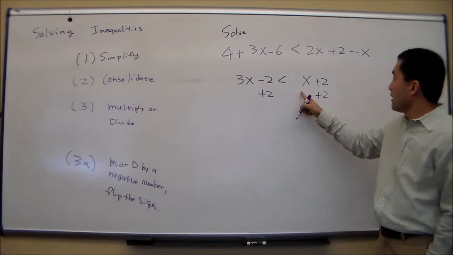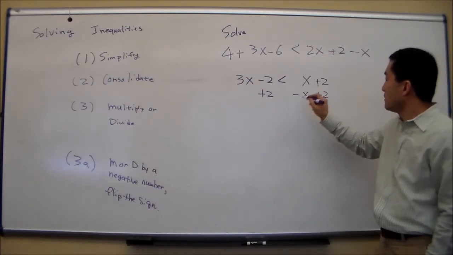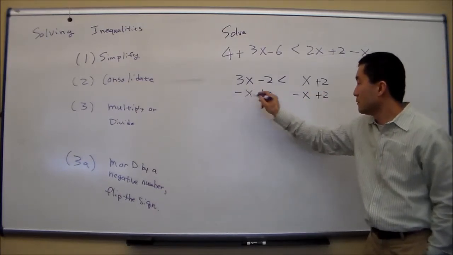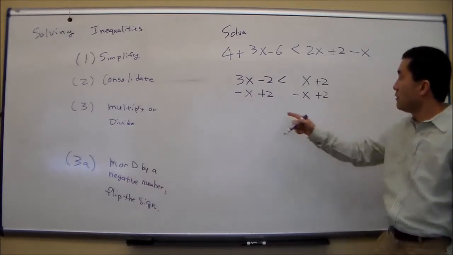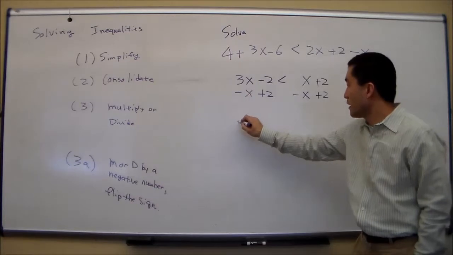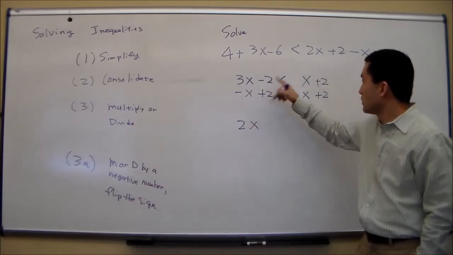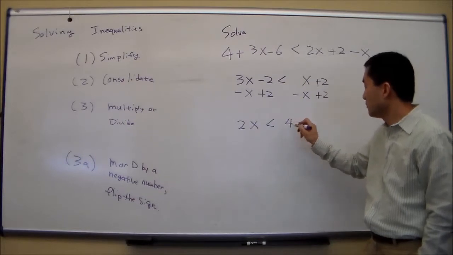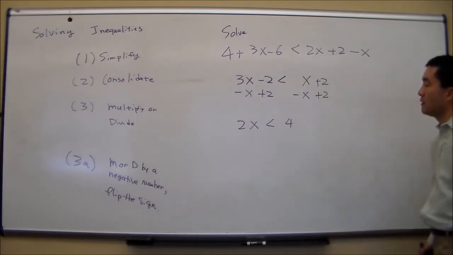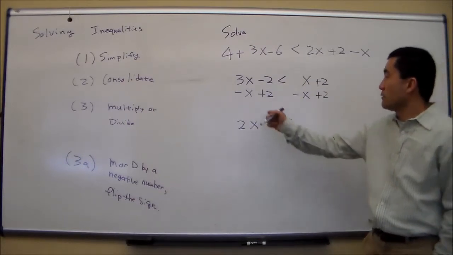And then to get rid of the x, I subtract x. Same thing over here for the golden rule. 2 is okay, so 3x minus x, that's 2x. The 2's go away, less than, the x's go away, 2 plus 2, that's 4. So I'm done with the consolidation.